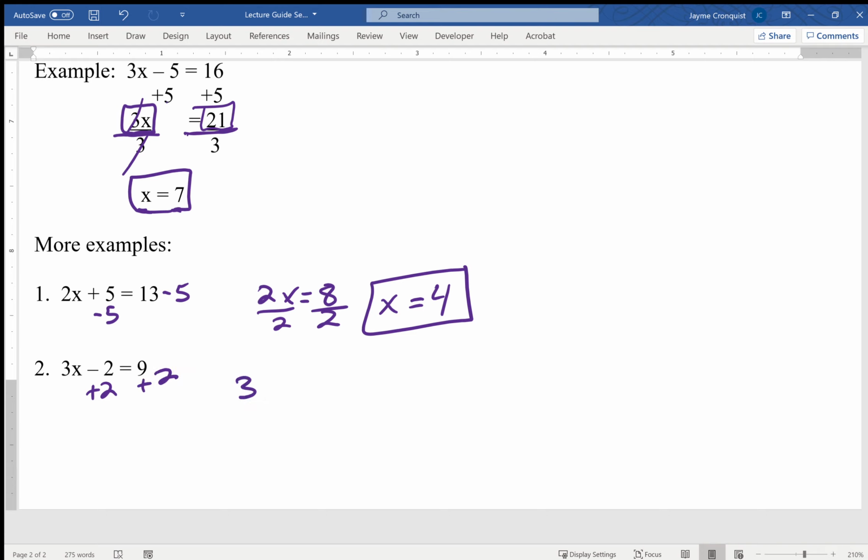All right, on the next one, we're going to add the 2. That leaves us with 3x equals 11. Divide by 3. This is going to leave us with x equals 11 thirds. Now, when they're fractions like that, I want them to stay fractions. Don't give me a decimal answer. Fractions are exact. Decimals are rounded. I want exact answers. Okay, we are done.